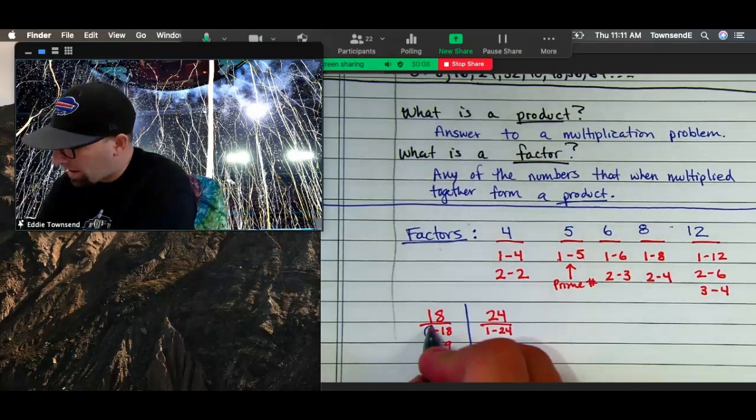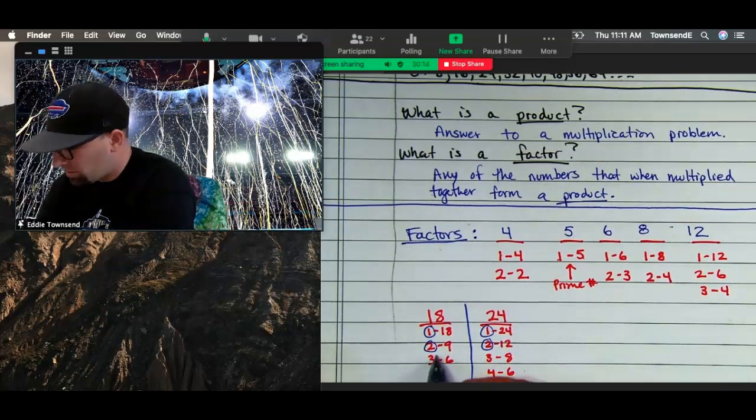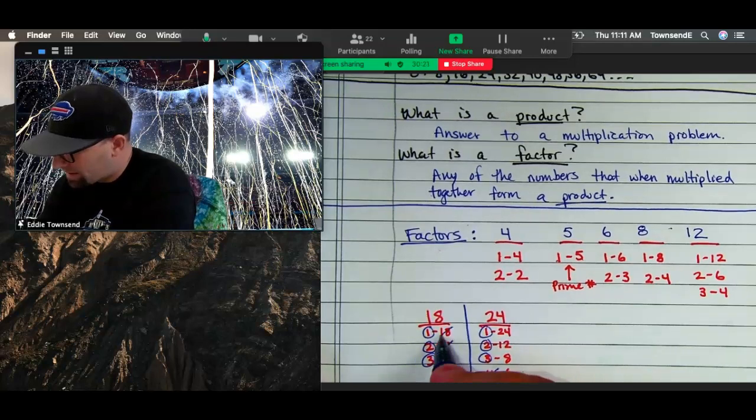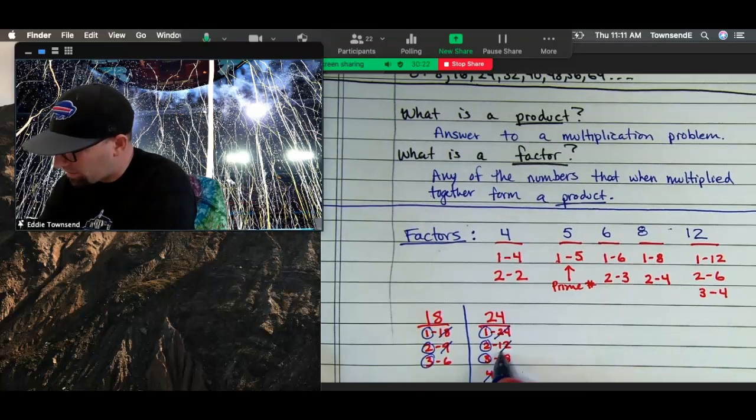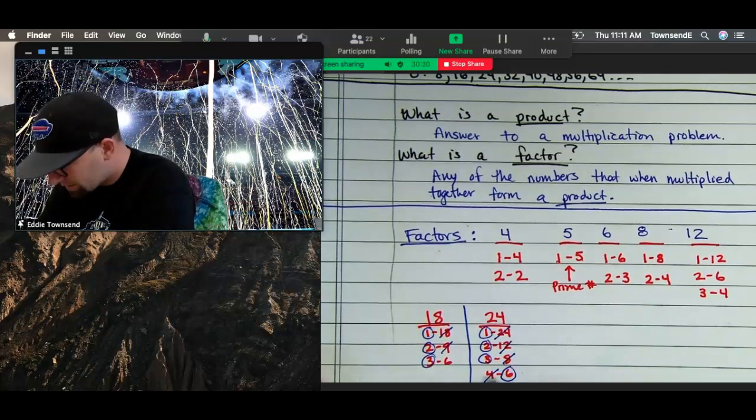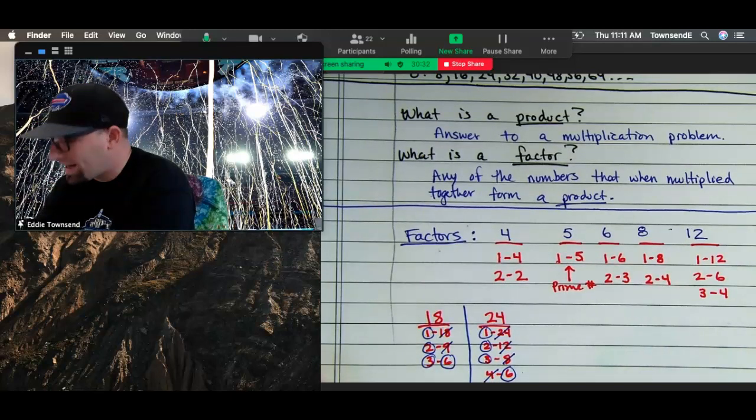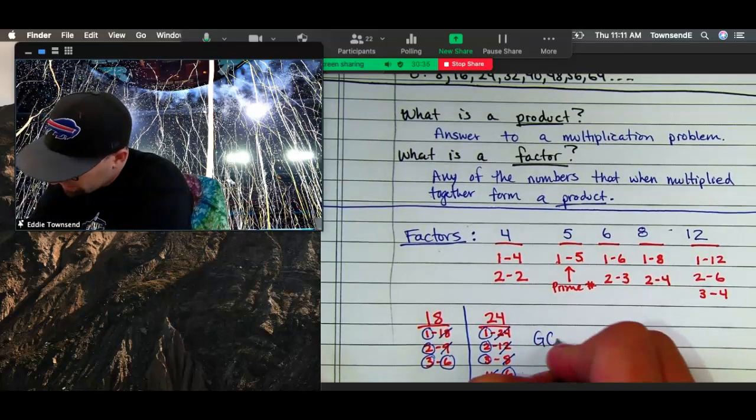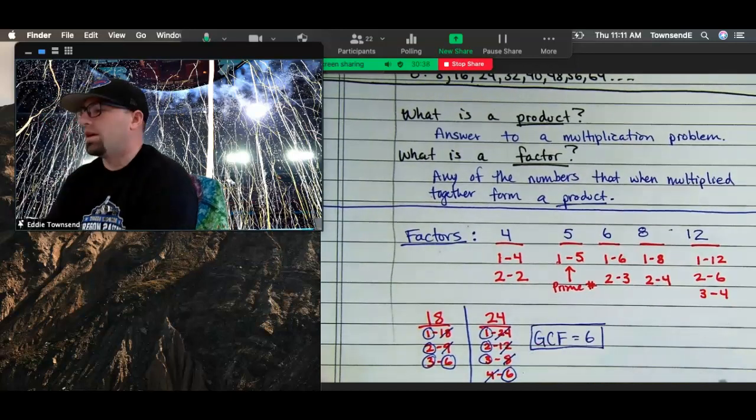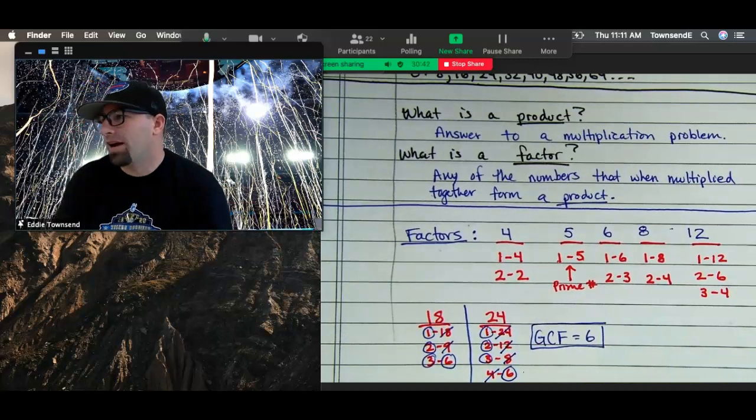So we've got 1 and 1 are common. 2 and 2 are common. 3 and 3 are common. 4 is not, because there's no 4 over here. 9 is not, there's no 9 over here. 18 is not, 24 is not, 12 is not, 8 is not, because look, 8, 12, and 24 aren't over here, so they're not common factors, but 6 is, and 6 is the greatest common factor. Okay, 6 is the greatest common factor.